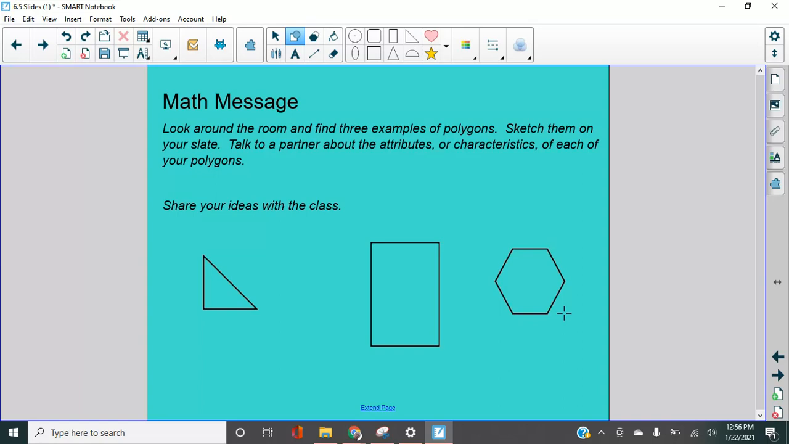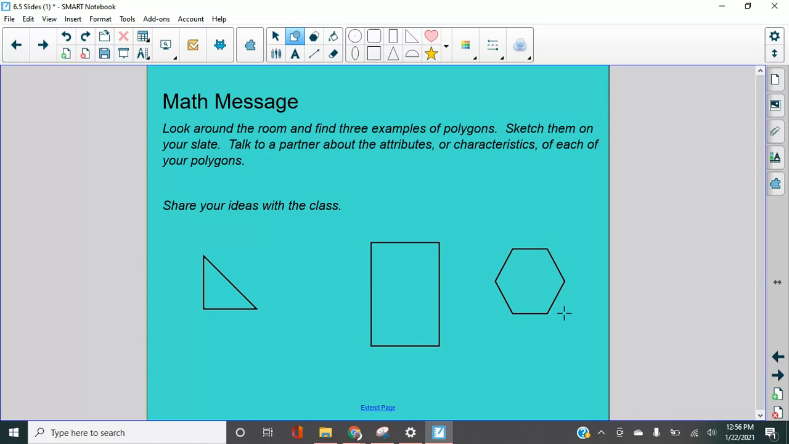And so what I want you to do is to look around your room. Let's start by finding one example of a polygon. What do you see around the room? All right, one polygon that I see is right in front of me on my computer screen. The screen is the shape of a rectangle. Let's go for another one. Look around the room and tell me about something else. All right, so these are examples of polygons.